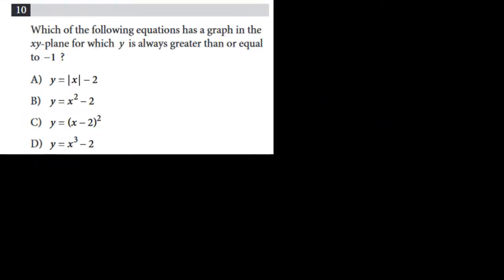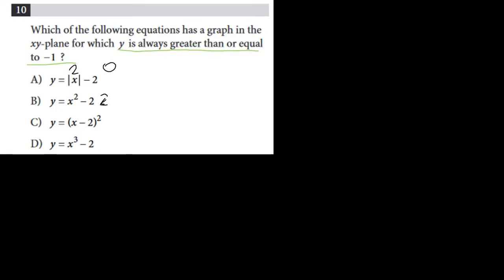Let's look at the second example. With the second example, I want to make numbers that are strange, because it says which y is always greater than or equal to -1. I could try a 2 just to show you guys. If I put a 2 into here, 2 minus 2 equals 0, and 2 squared minus 2 is going to be 2. So obviously making normal numbers isn't a good idea.